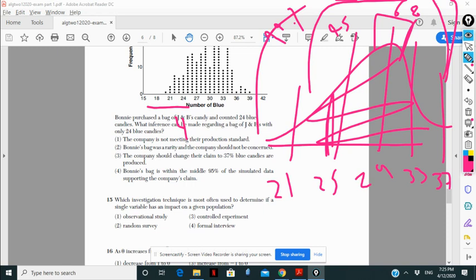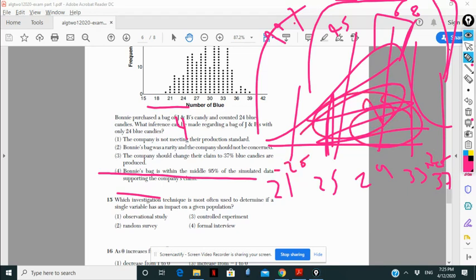The company should change their claim to 37%. That's incorrect. But within the middle 95%, yes, because it's plus 2 standard deviations and minus 2 standard deviations, this area covering 95%, so it's in the middle, so the answer is 4.